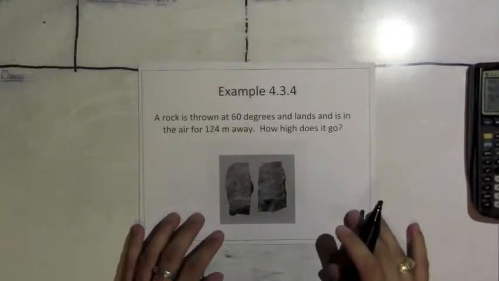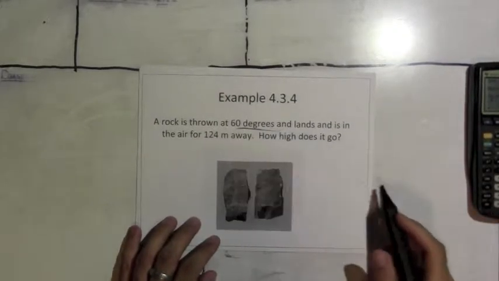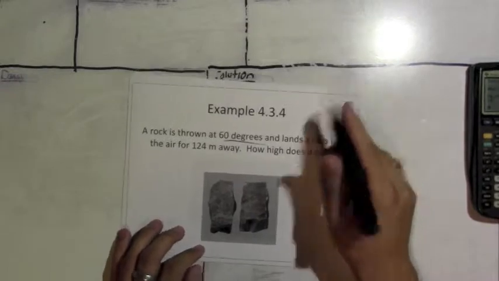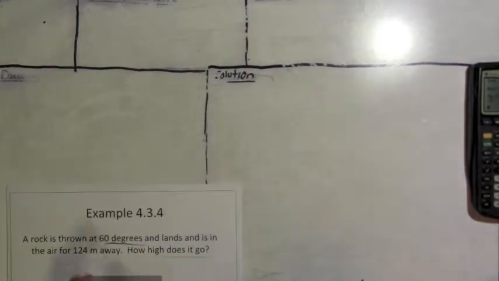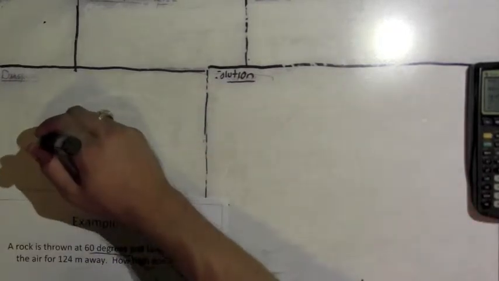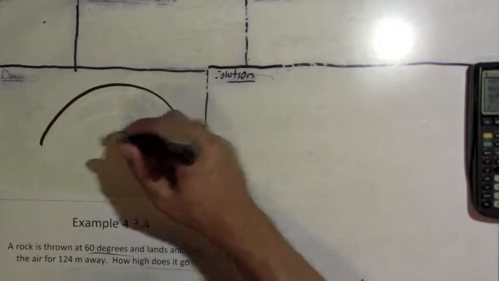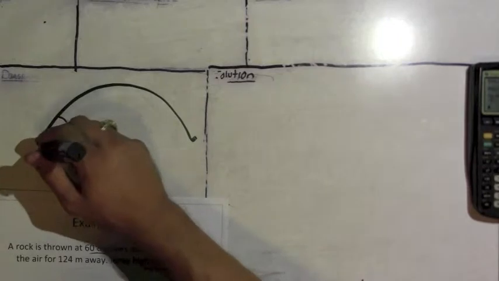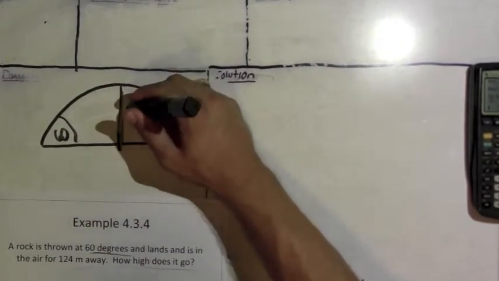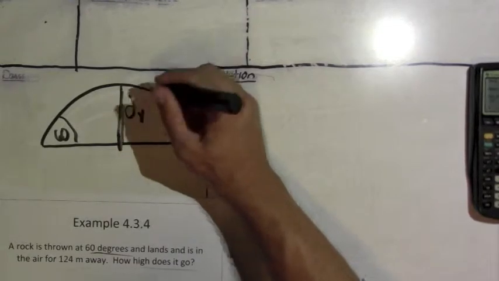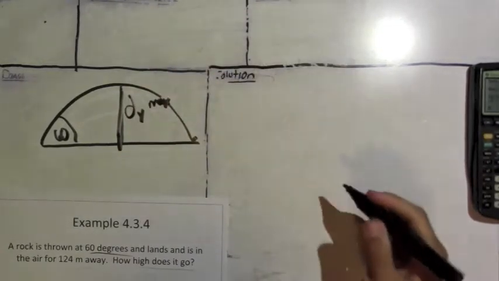This is example 4.3.4. It says a rock is thrown at 60 degrees and lands 124 meters away. How high does it go? So this is a multi-step question. We're going to say, okay, we fire a projectile, we launch it at 60 degrees, and we want to know what this maximum height value is. Okay, so I'm going to call that dy, and we're just going to say max.